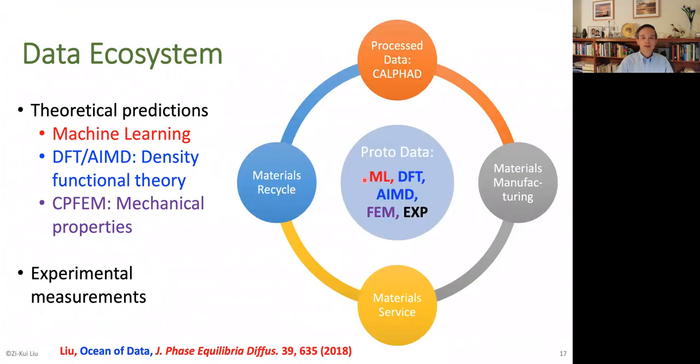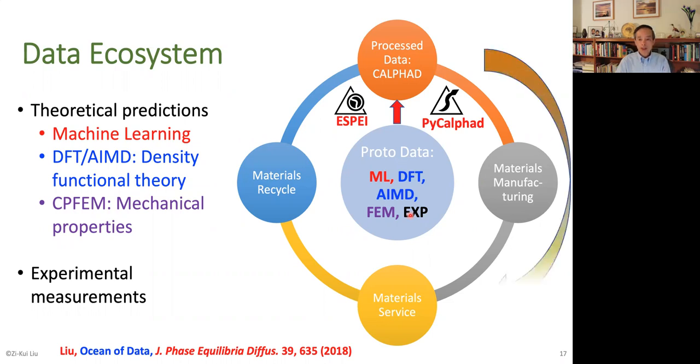Okay, we call them proto data. That's machine learning, DFT, ab initio modeling dynamics, FEM, and experiment. And we use CALPHAD aspect to generate CALPHAD databases. Then you can do material design, and material processing, and the material service, put in the applications. And in that process, we generate new data, right? The new data will fit into the proto data system, and then it goes through this cycle to improve the database.